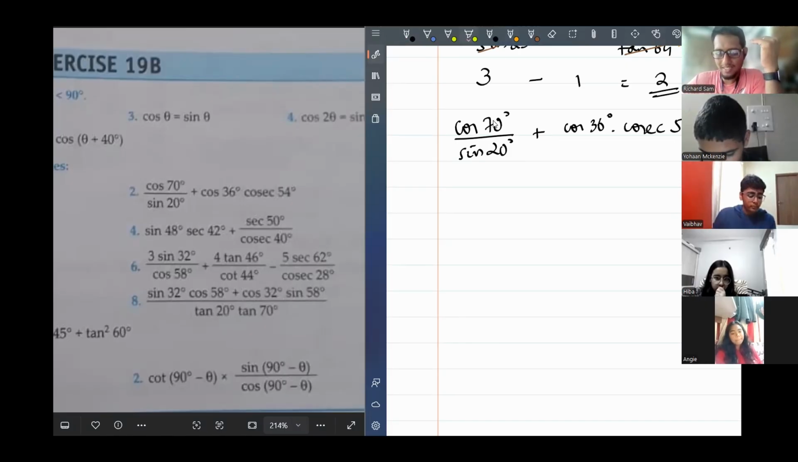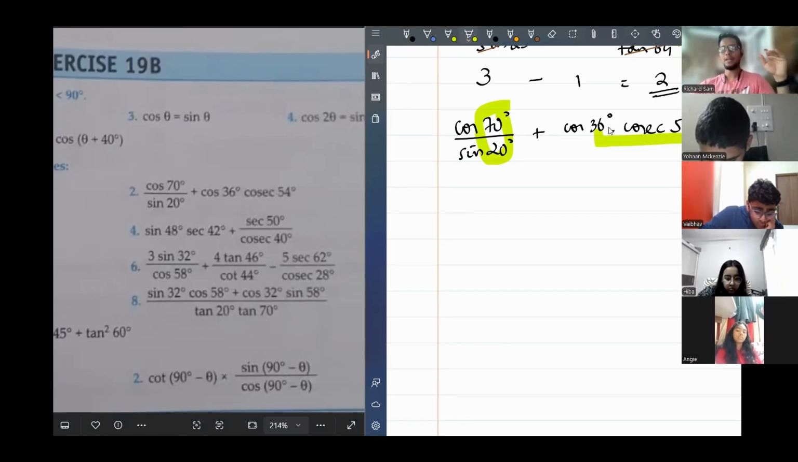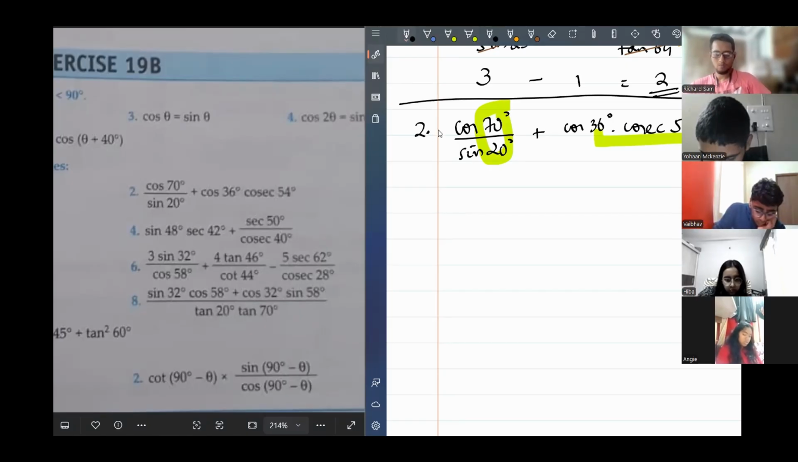Look here, 70 and 20. When you add them up, you get 90. So that is one set of numbers that you can make same. The second set of numbers is 36 and 54. They also, when you add them up, you're getting 90. So solve it, try it on your own, try to make the numbers same, and then we'll see what happens. I'll give you 1 minute to start off, see if you're getting it.